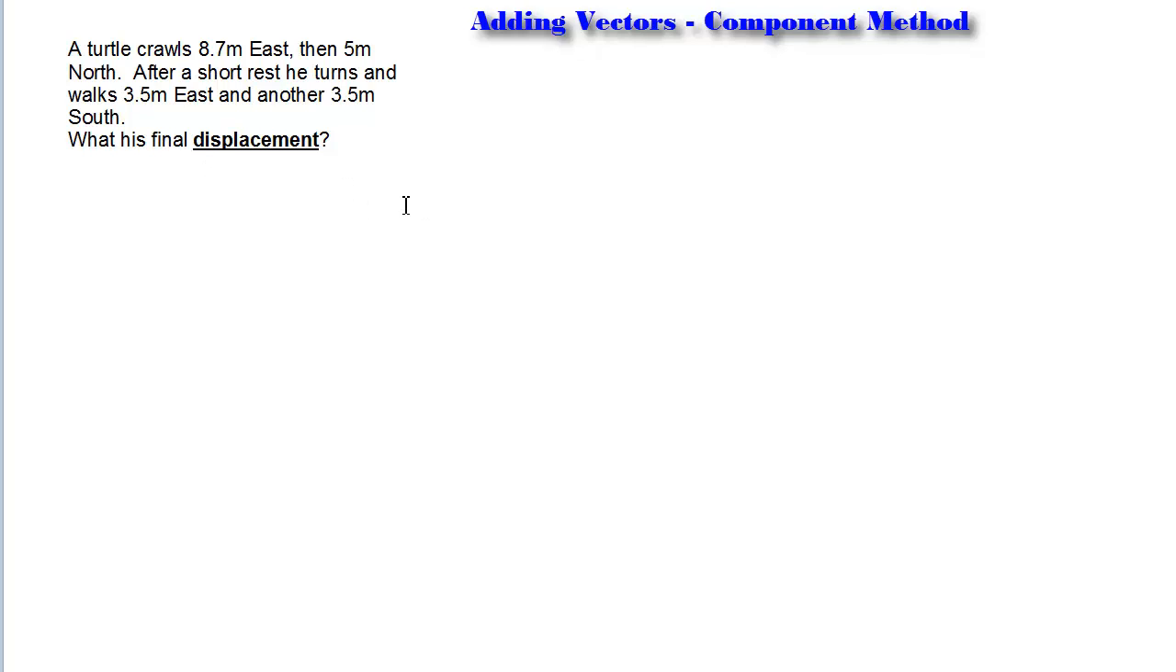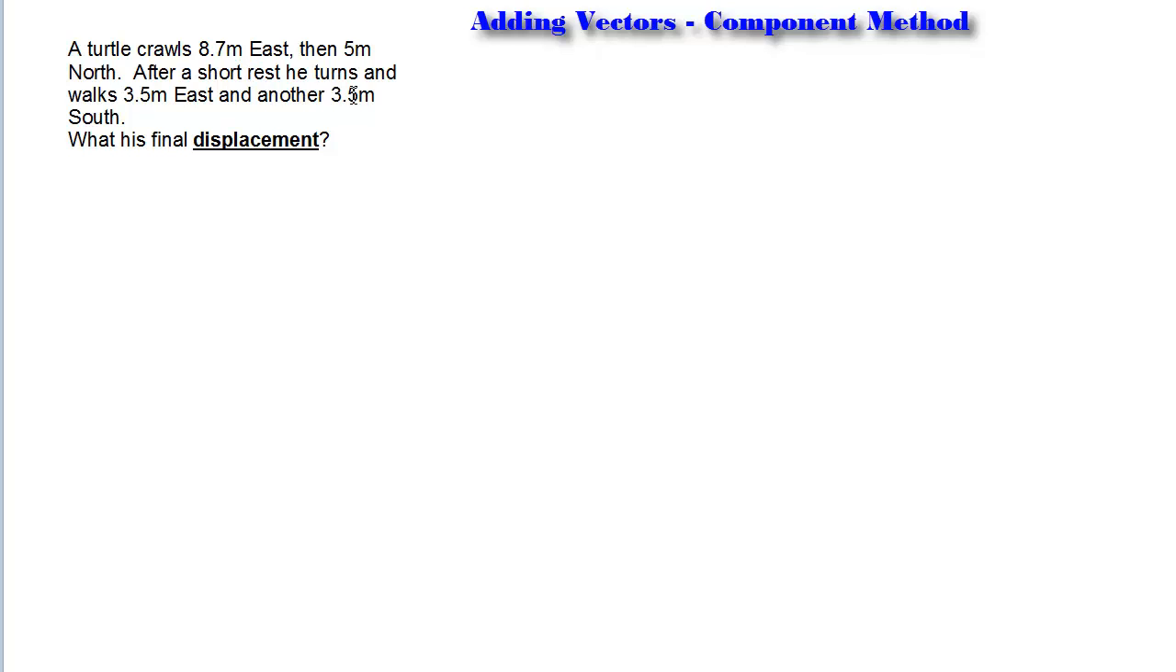So clearly we're going to have to arrange this question with vector notation and see what happens in the end. Let's start by drawing each vector as we see it. Now remember, vectors are represented by arrows. The length of the arrow represents the magnitude or the number. So in other words, the 8.7 meter vector will be longer than the 3.5 meter vector. And the arrowhead should point in the direction given.